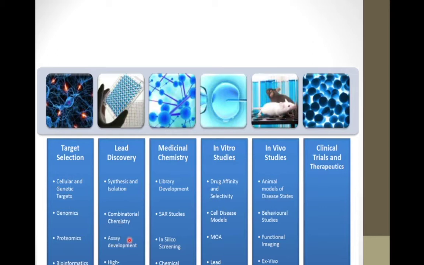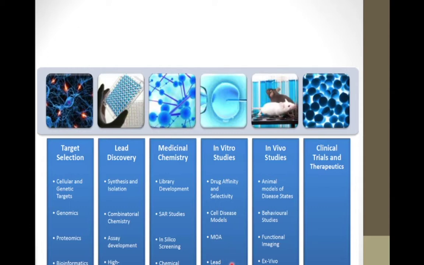Assay development is really important if we want to screen hundreds of thousands of drugs, which can be done through high throughput screening. Medicinal chemistry looks at library development, SAR studies, in silico screening, and chemical synthesis. We use in vitro studies to study things like drug affinity and selectivity. We use cell disease models, which are specific for the disease that we are targeting, and we look at the mechanism of action. And then we can get lead candidate refinement.